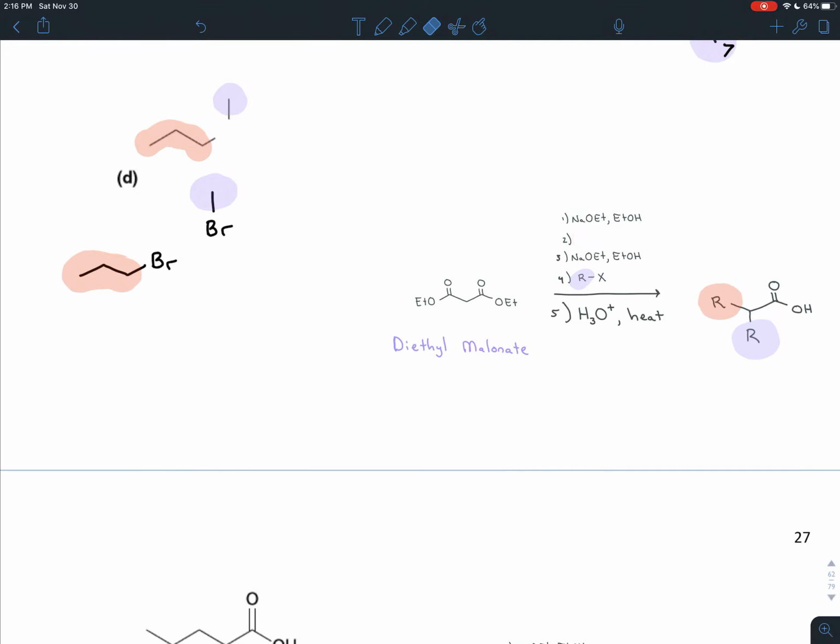So instead of this just normal Rx, we will have our 1-bromopropane. Instead of the second Rx, we'll have our bromomethane. And then those 2 steps will be followed up by the acid and the heat. Acid does the acid-catalyzed hydrolysis, and the heat does the decarboxylation.